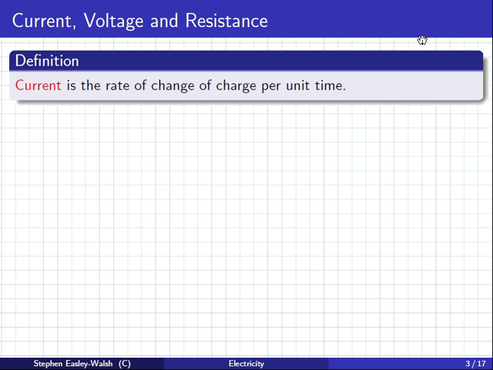Okay, so I think we mentioned this last week, didn't we? Or did we? Current is the rate of change of charge per unit time. Did we mention that last class? Do you have that definition anywhere? We had the really long definition. No, that was the definition of an amp. Okay, so we'll start by writing this definition down. Current is the rate of change of charge per unit time.